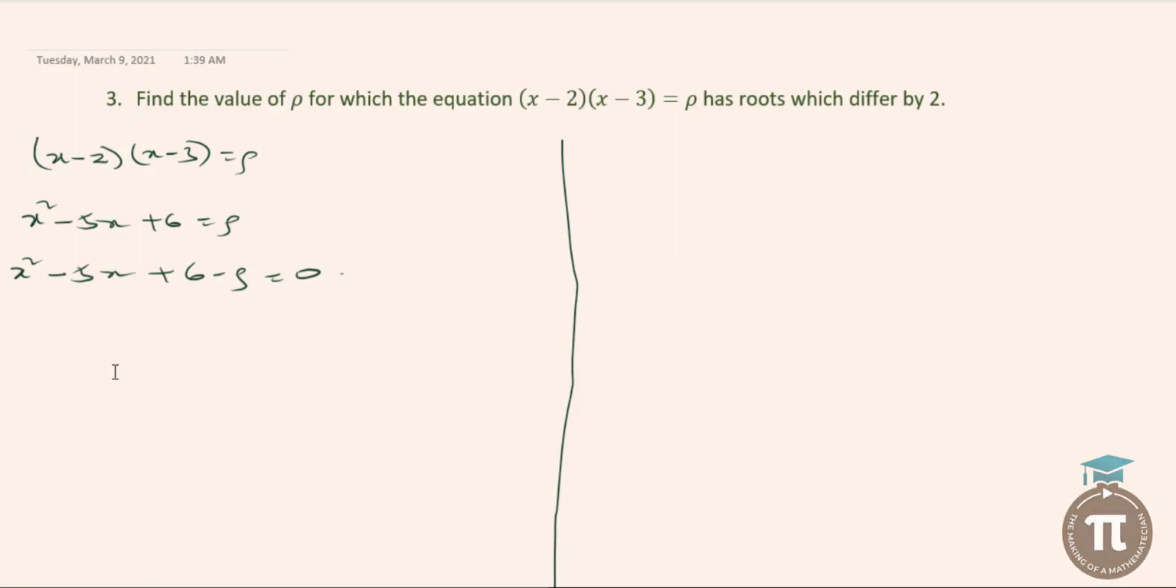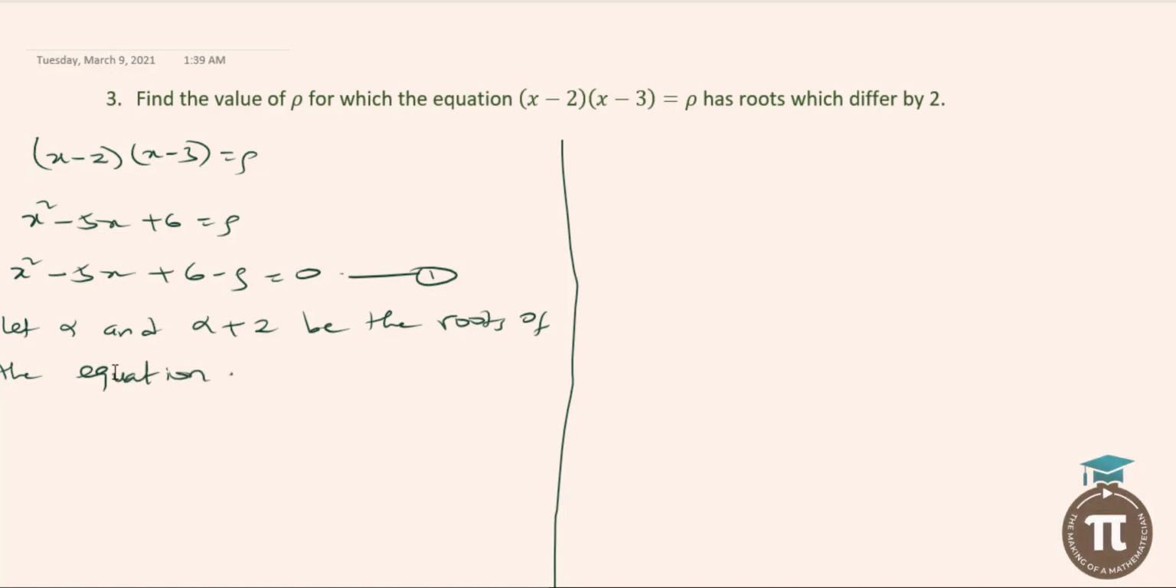So in reality, this is the quadratic equation we have. Let's call it 1. But don't forget they said that the roots of this quadratic equation differ by 2. So we'll say let alpha and alpha plus 2 be the roots of the equation. Why did I say alpha and alpha plus 2? They differ by 2, so if you do alpha plus 2 minus alpha, the answer will give you 2. So we are very correct saying let alpha and alpha plus 2 be the roots of the equation.